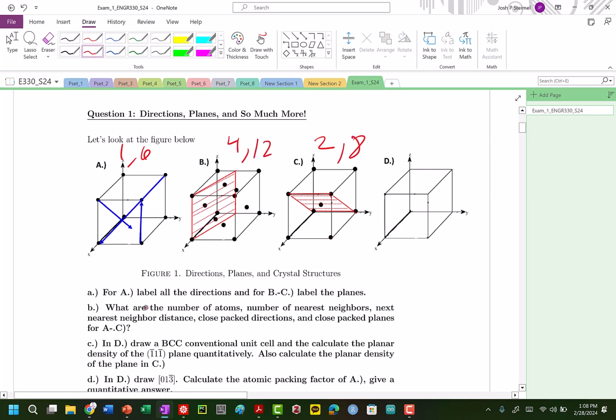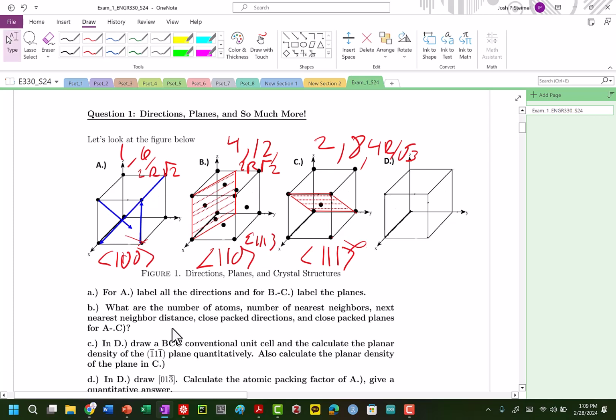The next nearest neighbor distance will be 2r root 2. This will also be 2r square root 2. This will be 4r divided by square root of 3. The close packed directions will be 1, 0, 0. Close packed directions here will be 1, 1, 0. Close packed directions here will be 1, 1, 1. Close packed planes: none, 1, 1, 1, and none.